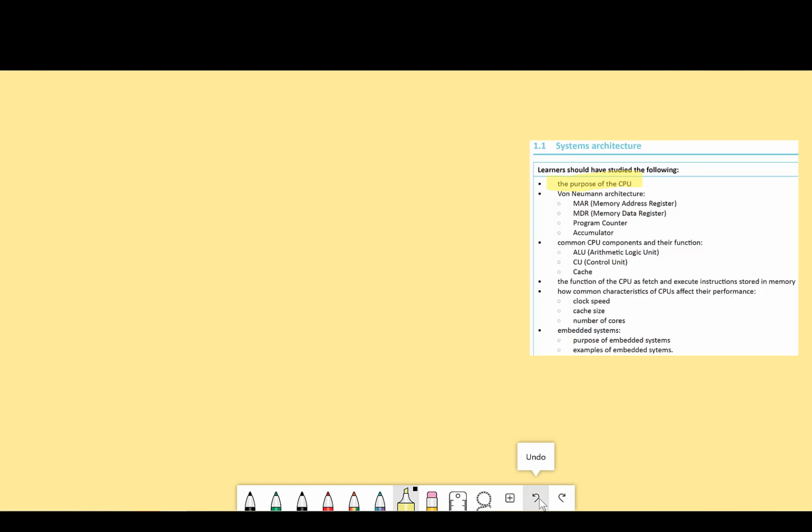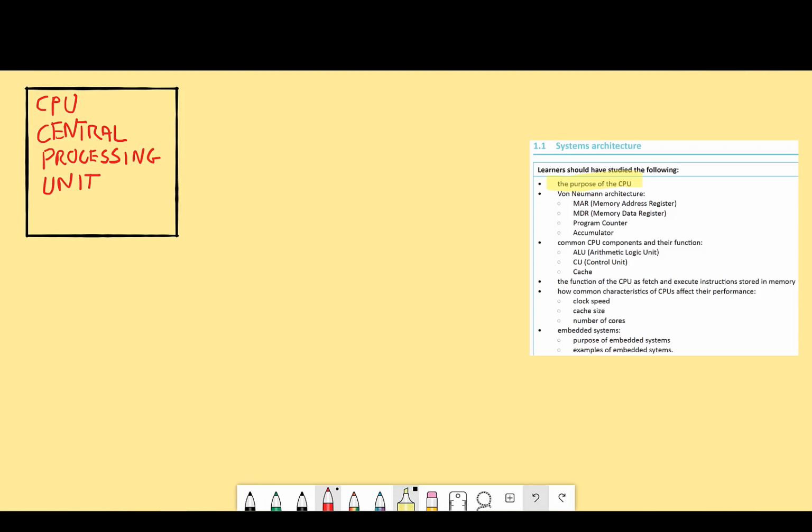In this video, we're going to examine the first part of 1.1 Systems Architecture, which is the purpose of the CPU. The CPU is the component in the computer which carries out program instructions, and it stands for Central Processing Unit. The CPU internally has many components that help it carry out program instructions, such as an ALU, arithmetic logic unit, a control unit, some cache and some registers, which we're going to look at in later videos in more detail. The CPU is really the heart of a computer system.